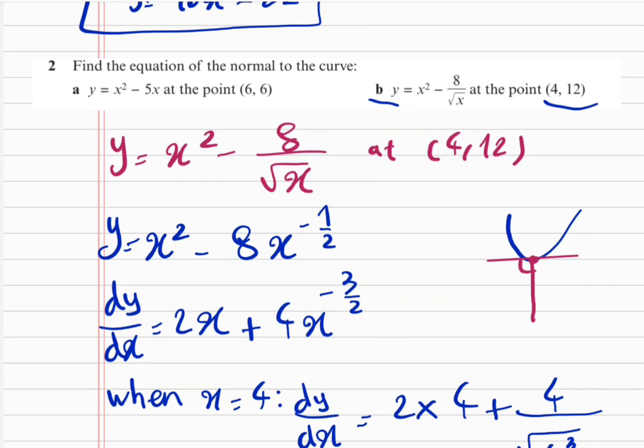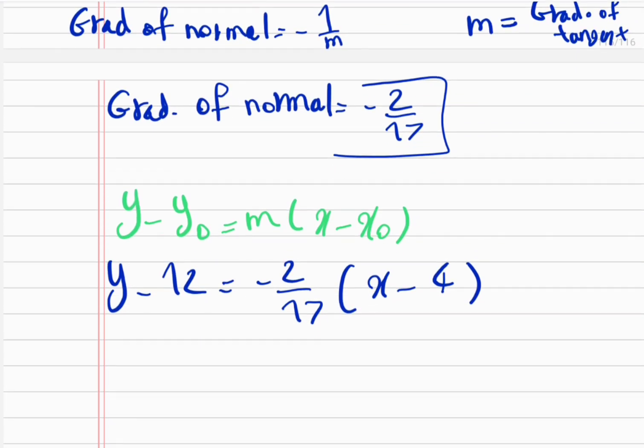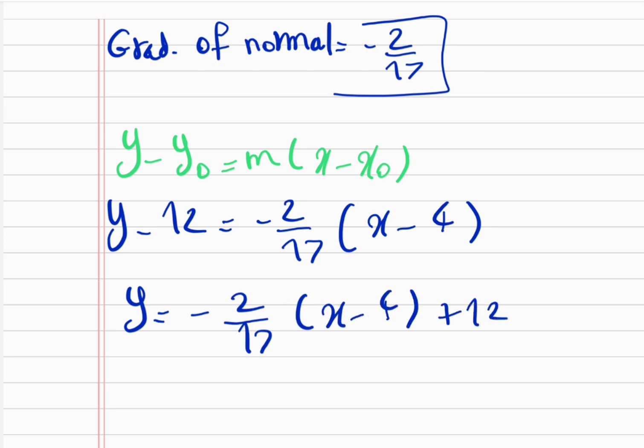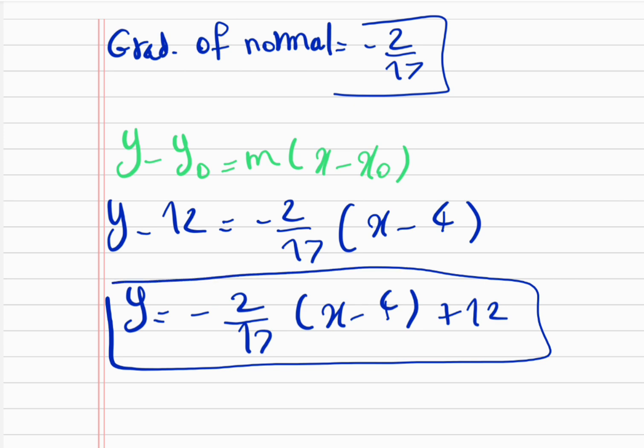Okay, and since the question hasn't asked for a specific form for the final answer, we can basically leave our answer in this form. So we can maybe just add 12 to both sides to make it look nicer. So we are going to have y equals minus 2 over 17 times x minus 4, plus 12. And yeah, I'm going to stop here because there is not a specific form that we want to write here. So this is basically the equation of the normal.